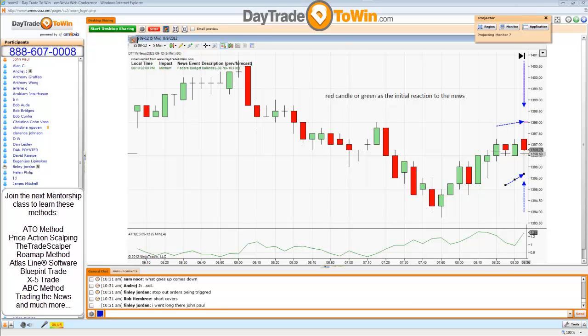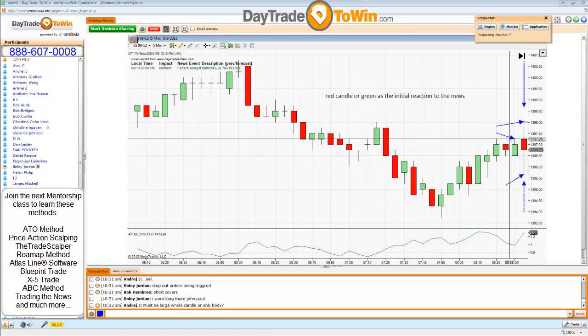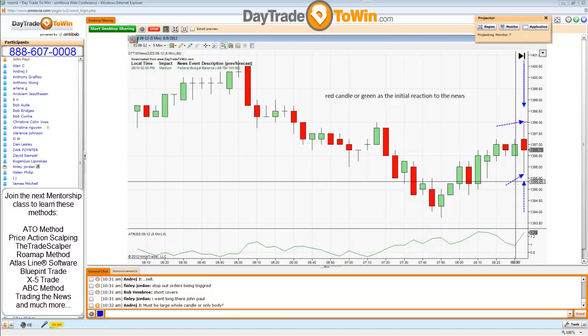If this candle looked exactly the same as this, then I would say there's no reaction, so I can't trade it. I have to only trade this news event when there's some type of reaction happening to it. Okay?